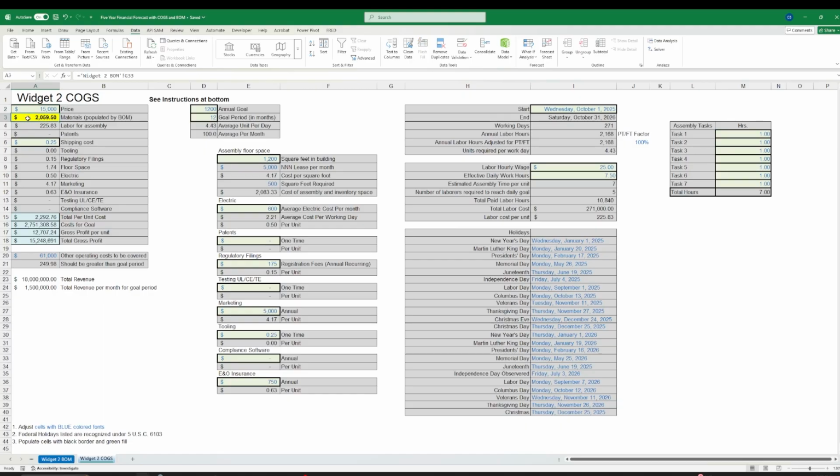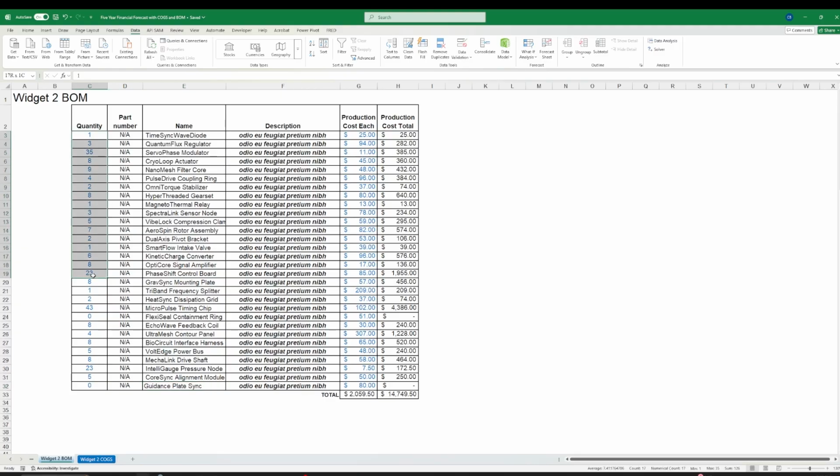Materials, you can see, is in yellow because it's populated by another sheet. You can put your bill of materials on the same sheet, but to keep it clean, it's best to put it on another sheet for your calculations. And that's over here on this sheet. You can see we have the quantity needed.